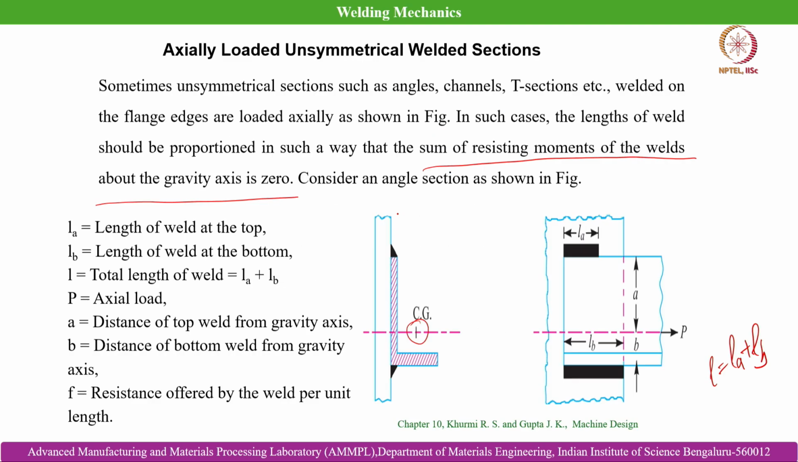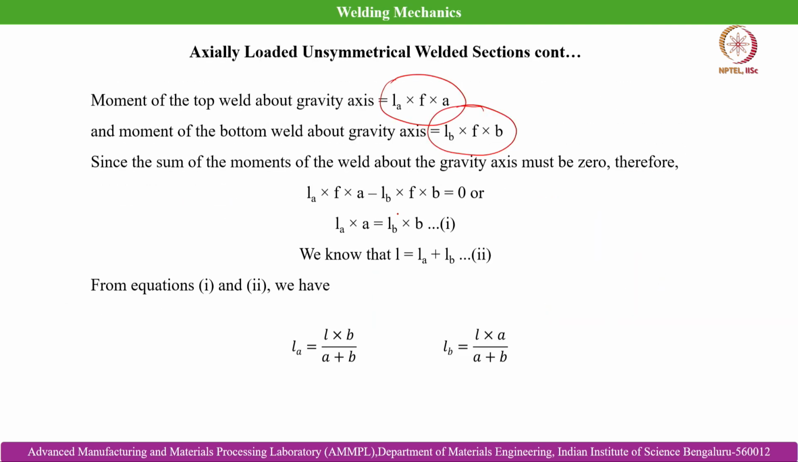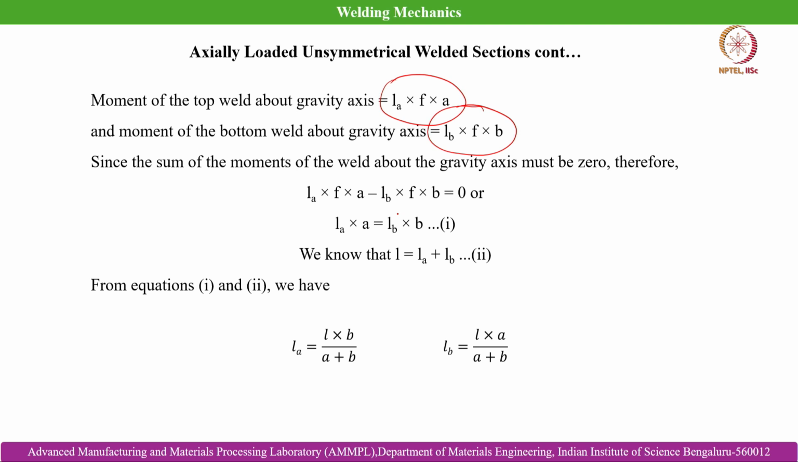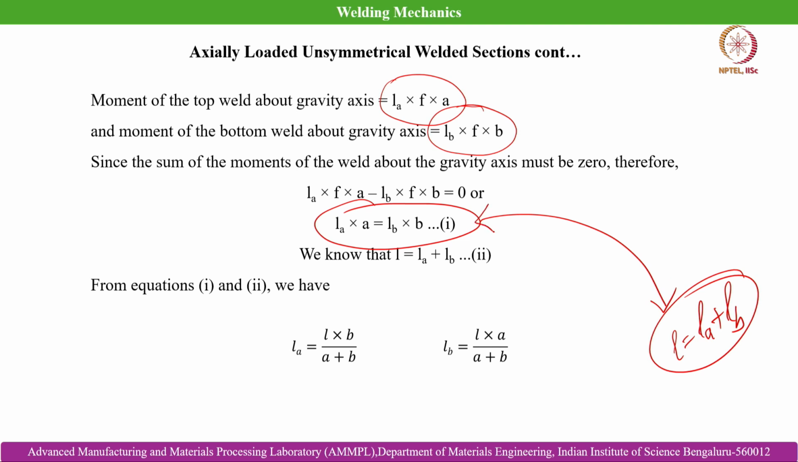That means the length of the weld at the top, L_A, times the distance of the top weld from the gravity axis, A, is equal to the length of the weld at the bottom, L_B, times the distance of the bottom weld from the gravity axis, B. Now we also know that L is equal to L_A plus L_B. From these two equations we can write very easily that, if you put the value of L_A in here, we can express L_B in terms of small l. Likewise we can also express L_A in terms of small l, the total length of the weld, and the resulting expressions come out like this for L_A and L_B.